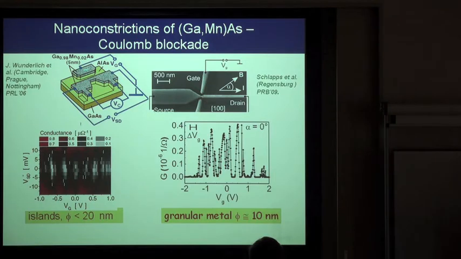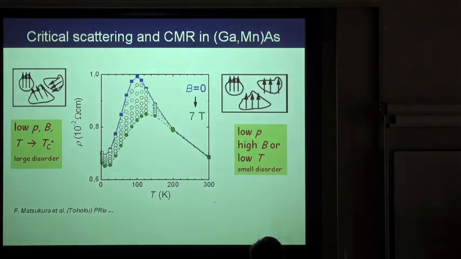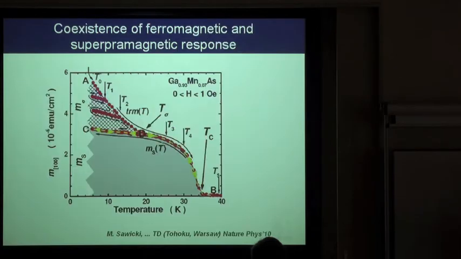Here you have two experiments with nanoconstrictions, which show that if you change gate voltage and the number of electrons, or holes in this case, in the system, you see these Coulomb blockade peaks. And this Coulomb blockade can now be explained by the nanoscale phase separation I referred to. Here you have this critical scattering at TC, which is lower if you put on a magnetic field. And he explains this critical scattering in the sense that we have grains which start to be ordered either at a lower temperature or with the magnetic field on.